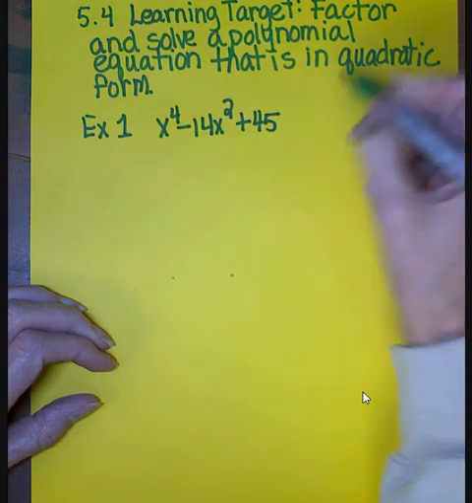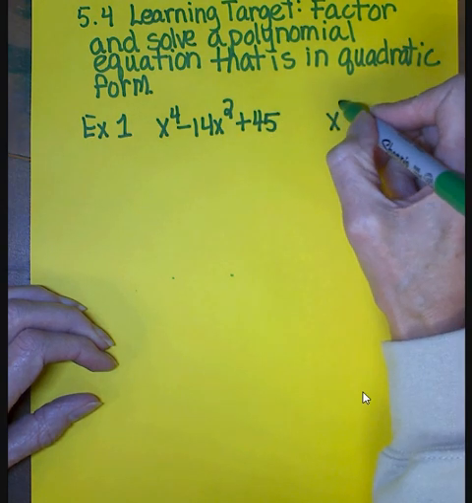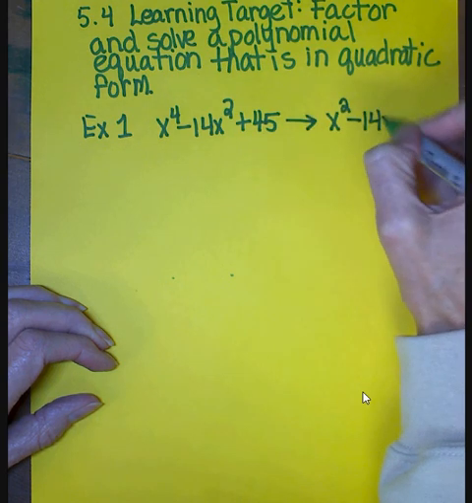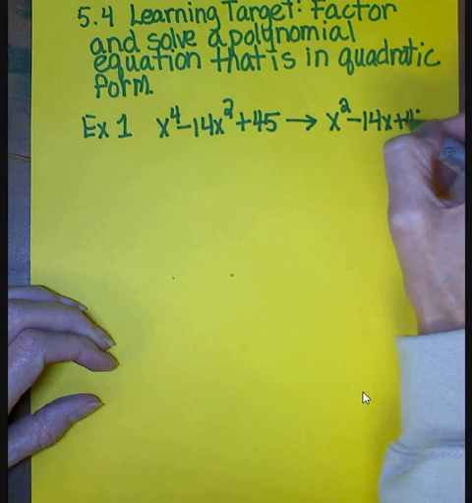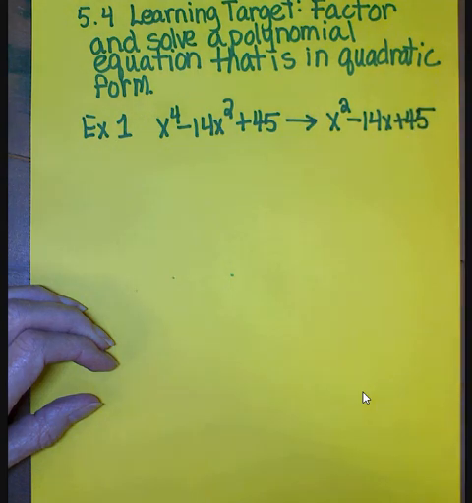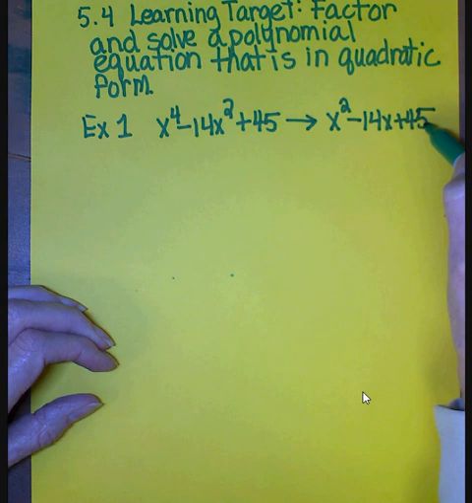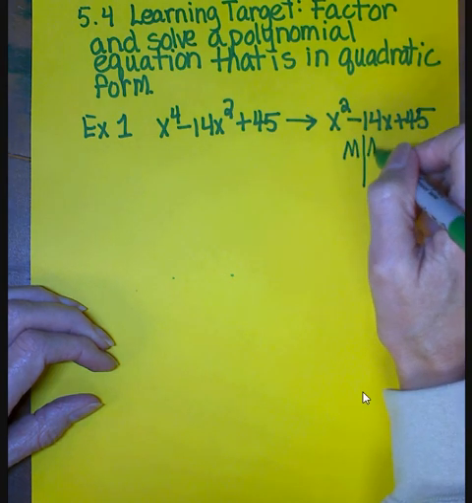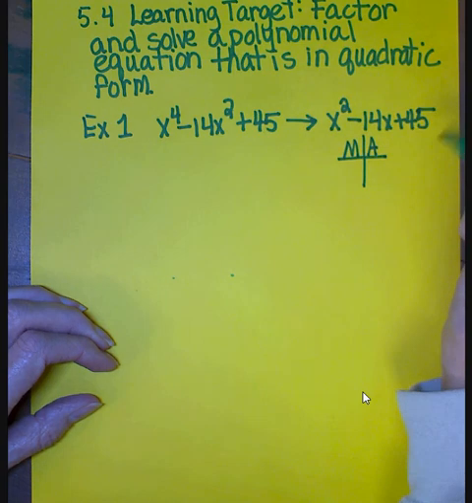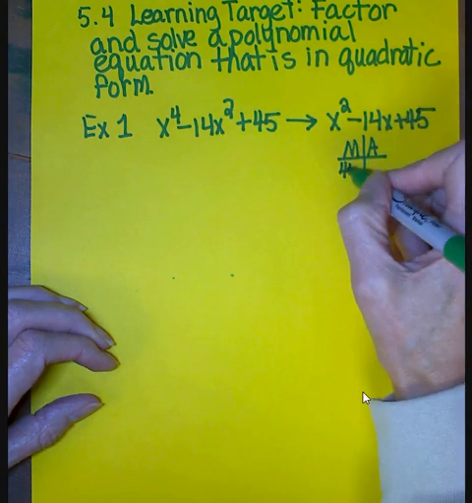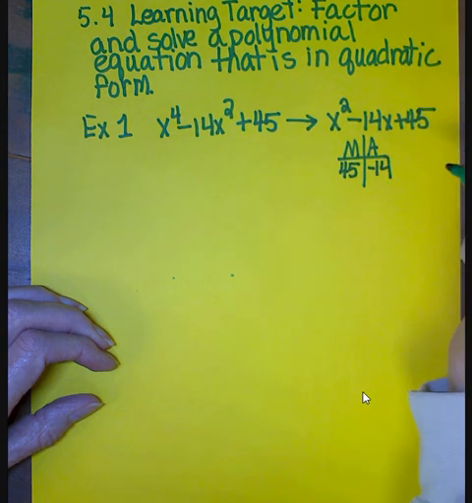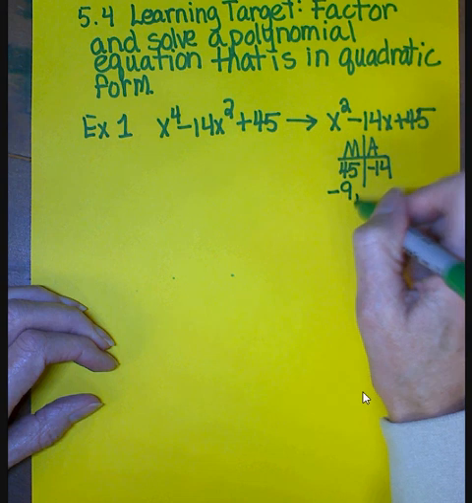So for example, we did quadratics in chapter 4, so this problem would have looked like this in chapter 4. And we would have done multiply to b, add to b to get our two factors. So we're going to do that again here. So I'm going to make my multiply to b, add to b table. Remember, I want two numbers that multiply to be 45 and add to be negative 14. Okay, so that would be negative 9 and negative 5.